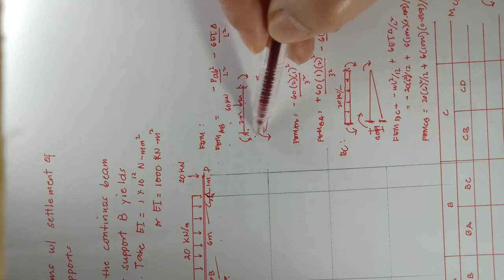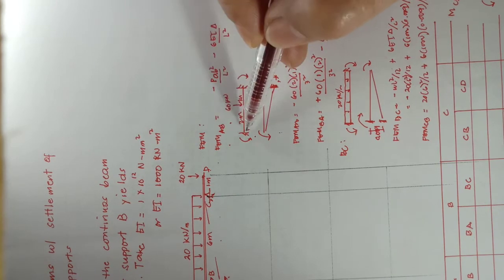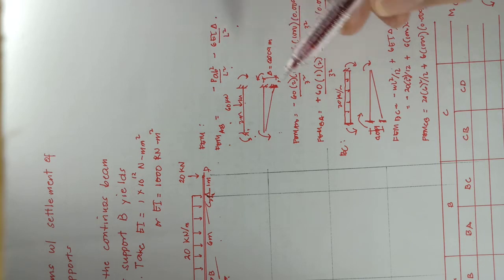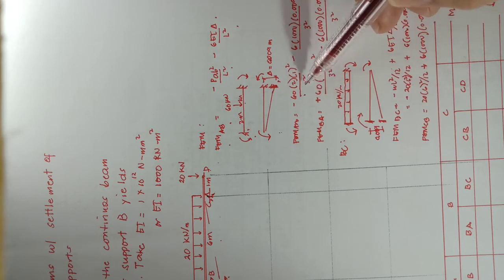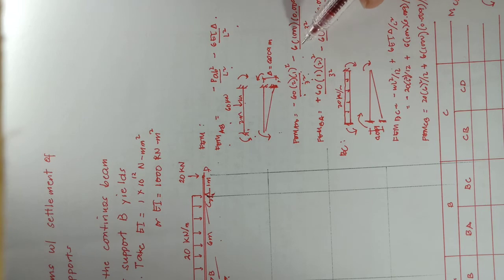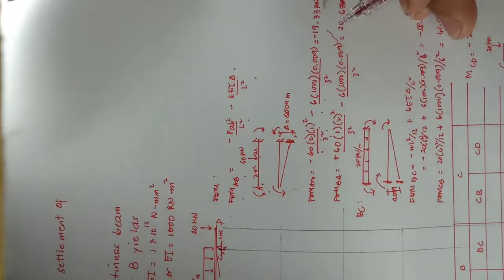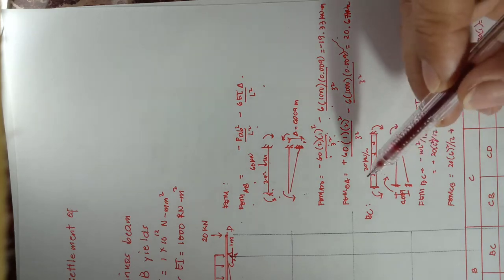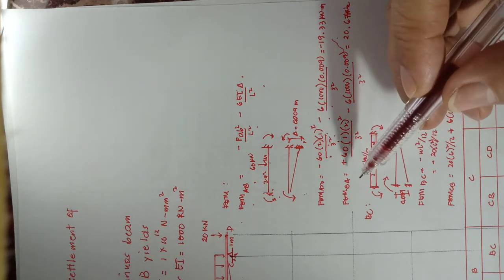So the moments in AB, you add them. Due to the load, negative PAB squared over L squared, and due to the settlement, you have minus 6EI delta over L squared. Substituting, you have minus 60 times 2 times 1 squared over 3 squared, and minus 6. Since we are given EI equal to 1,000, we substitute that first: 6 times 1,000 times 0.009 over 3 squared, the length of AB, and that is equal to minus 19.33 kilonewton meter.